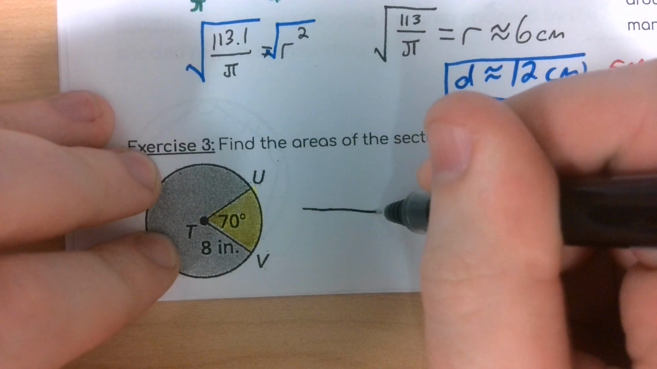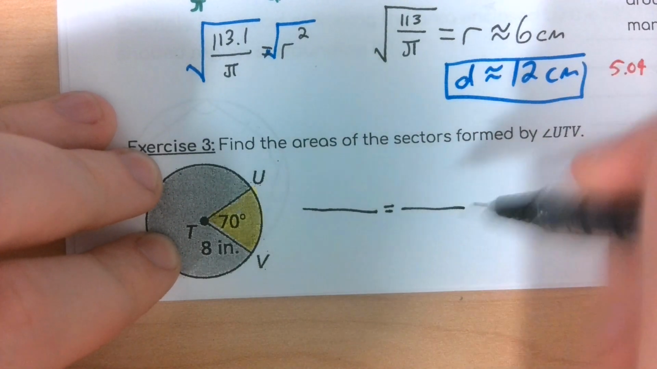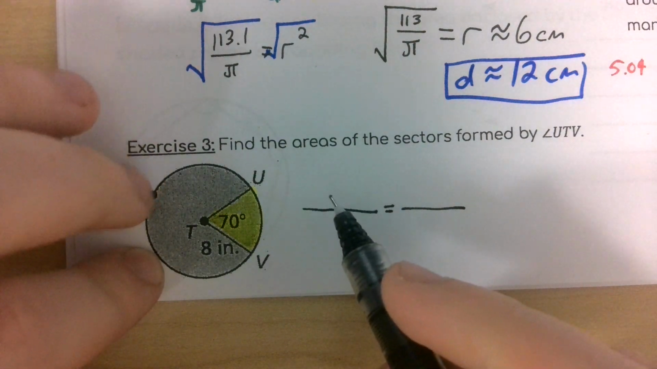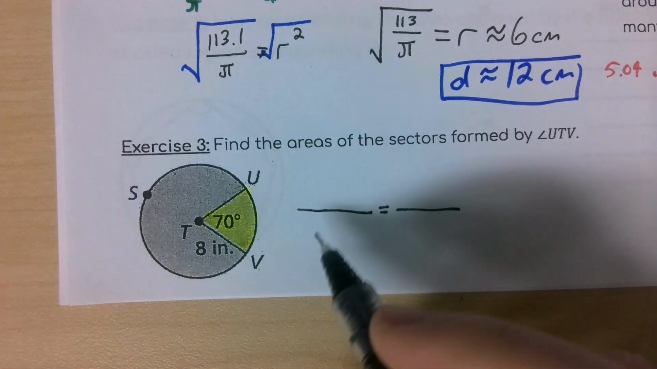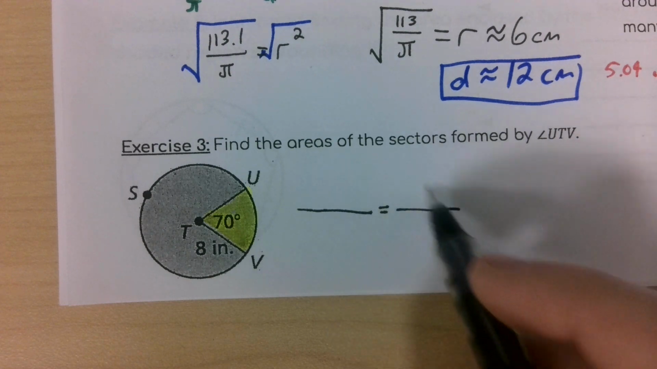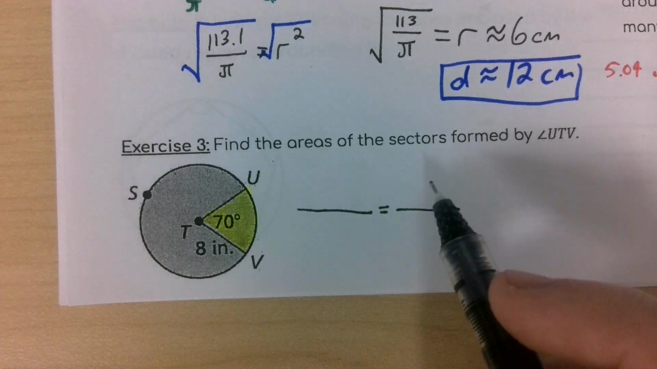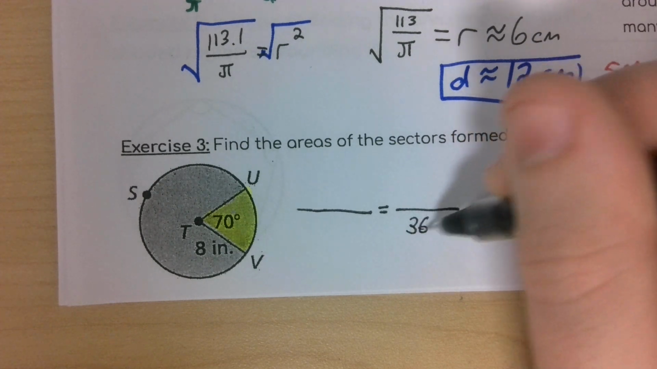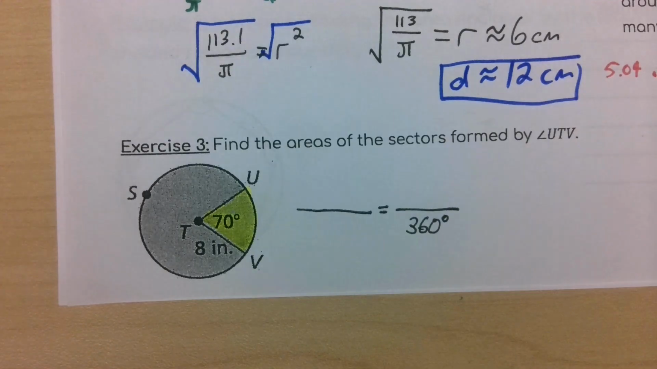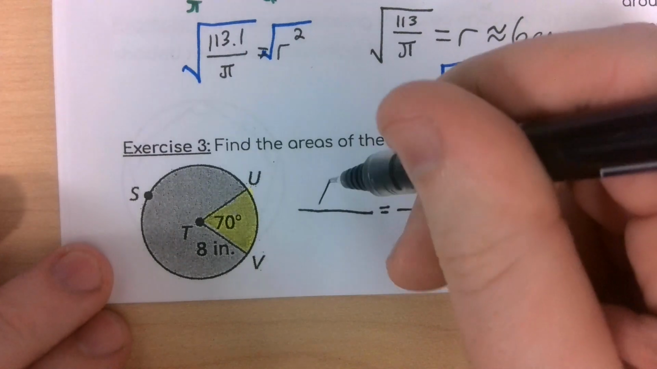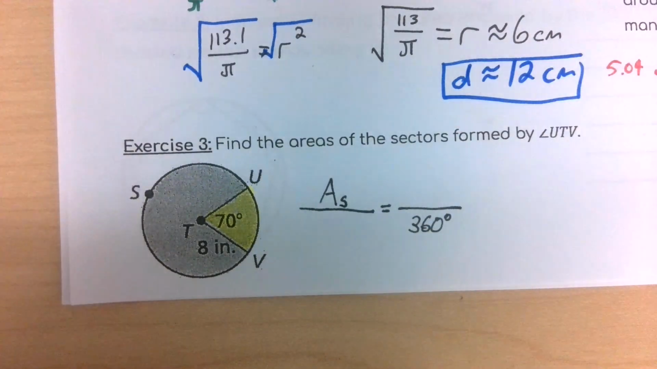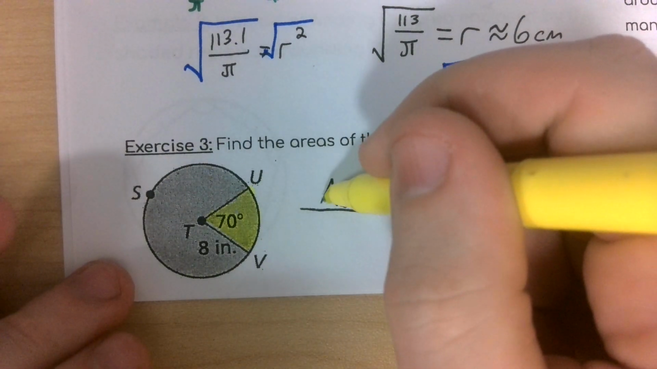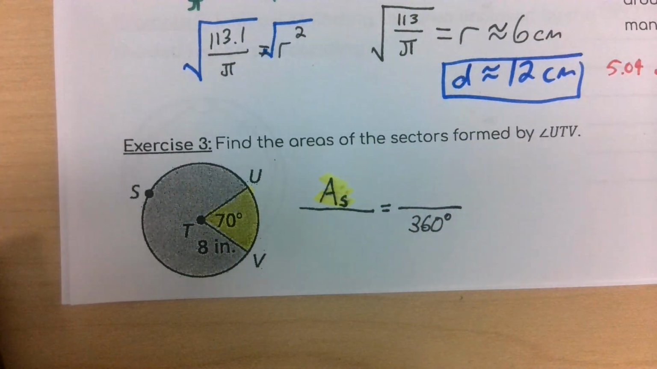The formula is the area of the sector divided by the whole area of the circle equals the measure of the arc divided by 360. Since we're trying to find the area of this yellow sector, I'm going to call it A subscript S, area of a sector. This is the yellow sector that we're trying to find, remember?